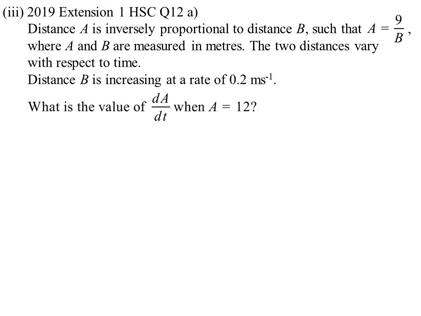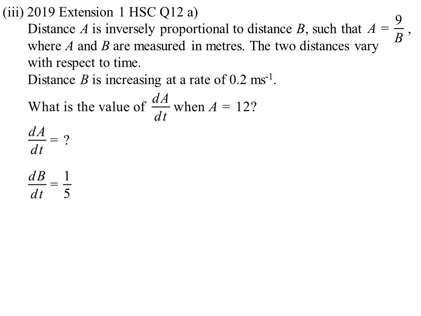The next year, 2019. So distance A is inversely proportional to distance B. Now you should of course know what inversely proportional means, but they have given you a bit of help here. Remember A equals, they've also told us the constant, I guess, so 9 over B. The two distances vary with respect to time. Distance B, they've given us the rate. We want to find the rate A's changing when A is 12. So dA/dt is what we want to find.